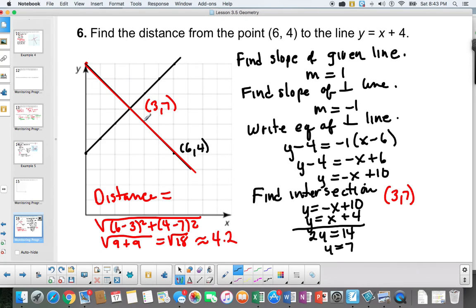But when I graphed it, I could see it went through the point 3, 7. Now, to find the distance, you're going to have to find the distance from 3, 7 to 6, 4, and that's my work right over here. This is the end of the screencast.